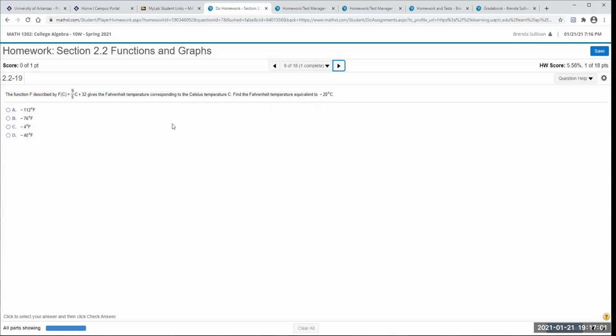The next one is a Fahrenheit Celsius problem that you just put in, find the answer, and pick the answer from the list.